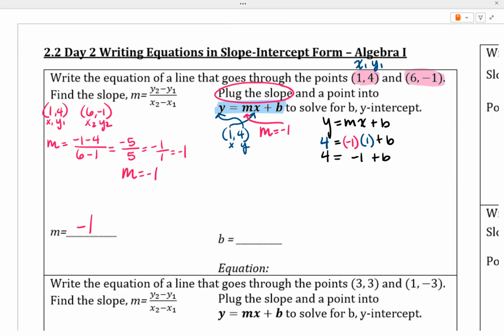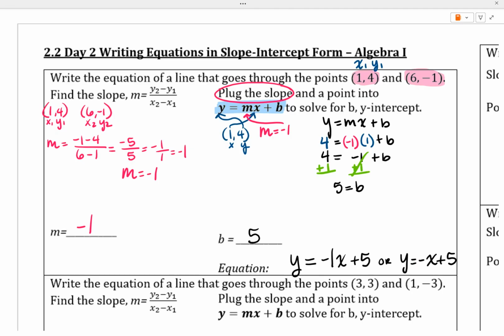And to get b by itself, I'm going to add 1 to both sides. 1 plus 4 is 5, is b. So our y-intercept, or b, is 5. So we can rewrite our equation to say y equals m, which was -1, x plus b, which is 5. You don't have to have the 1 there. You could say y equals -x plus 5, and that's okay as well.